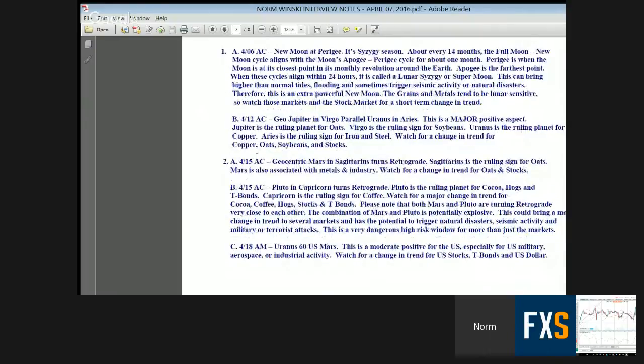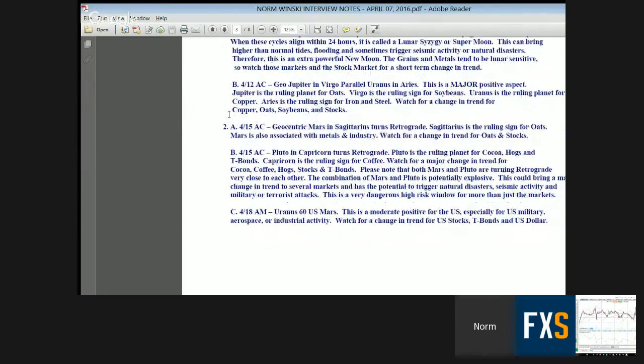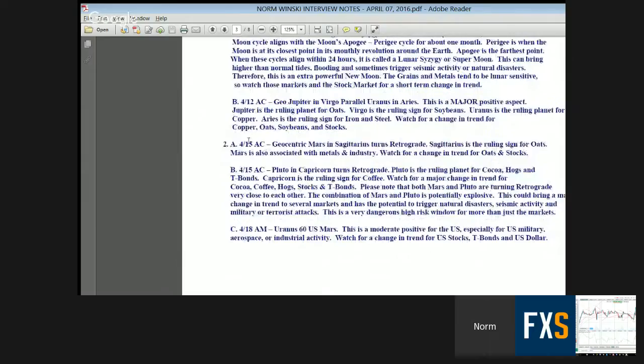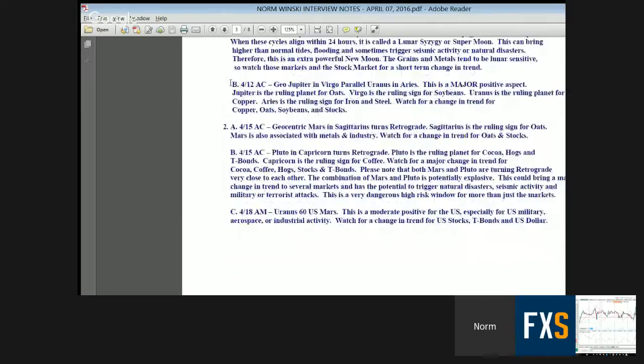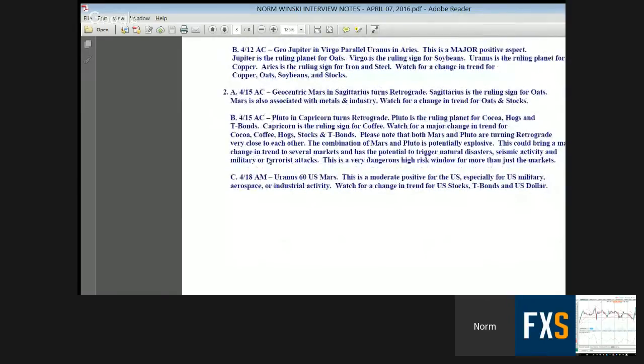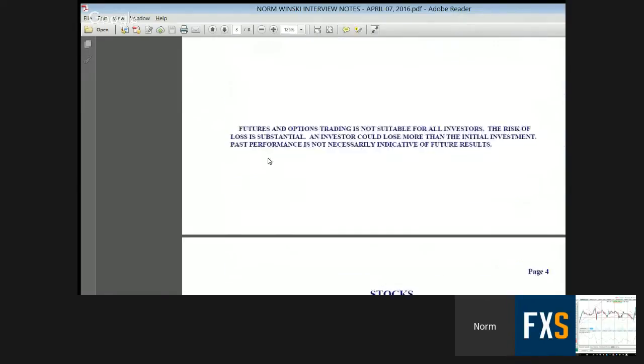Anyway, moving ahead here now, let's break this down. So we have Pluto in Capricorn going to turn retrograde. That's a sort of punctuation mark for Pluto in Capricorn. And so Capricorn is coffee, and then Pluto is cocoa, hogs, and T-bonds. In a little bit here, when we get to the charts, I'll show you an interesting relationship between these markets. Something that if I didn't have anything to show you and just told you, you would think, oh, that Norm is crazy, right? But I can prove it to you. Well, you might think I'm crazy anyway, right?